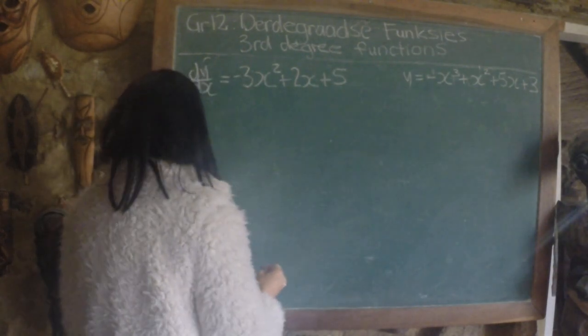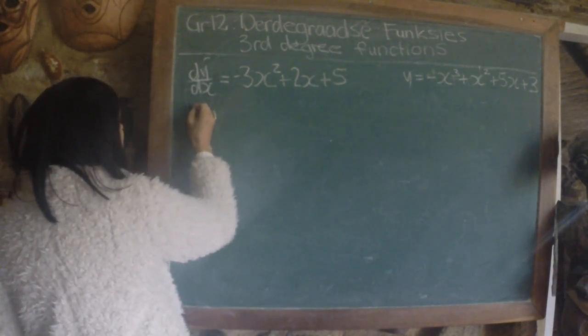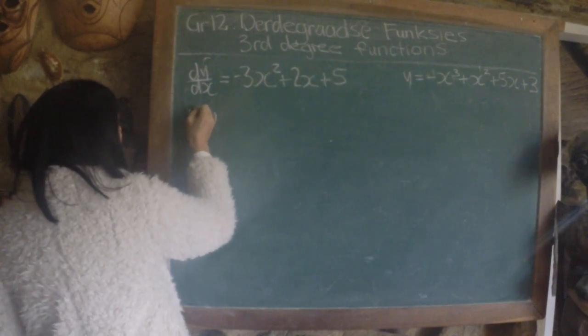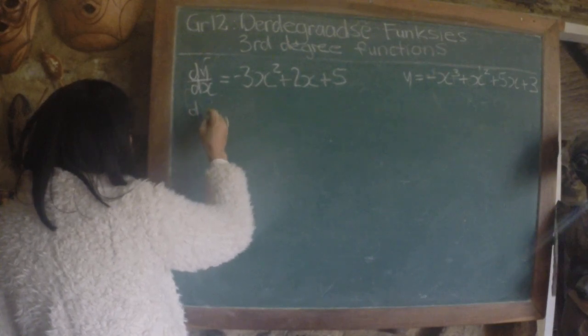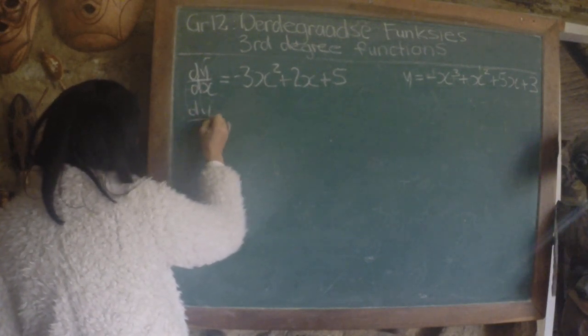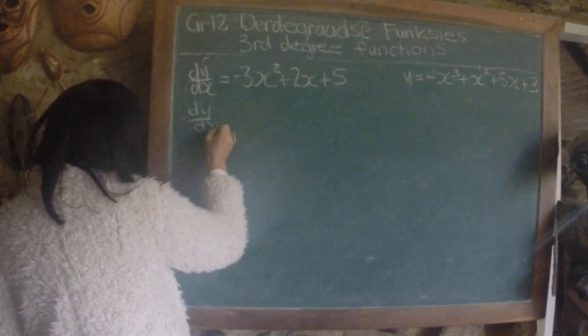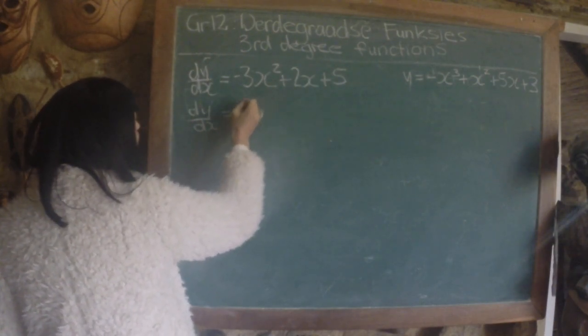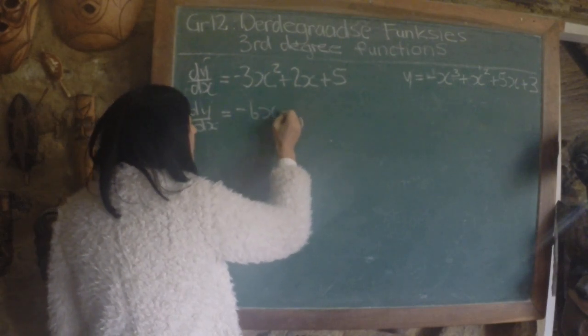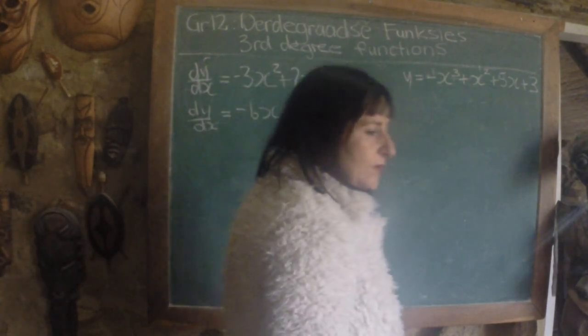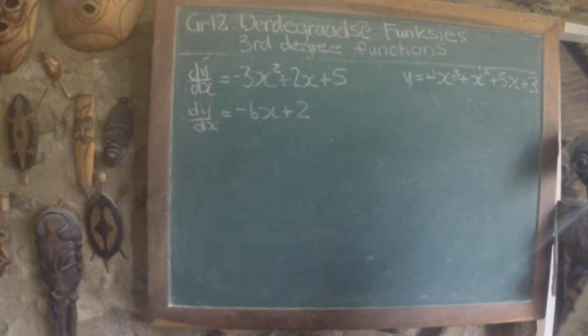Dis ons eerste afgeleide, ons tweede afgeleide, wat ons kry is, as ons daai ouetjie aflei, dan kry ons minus 3 maal 2 is minus 6x plus 2. First thing you need to do, make sure you have minus 3x squared plus 2x plus 5 and minus 6x plus 2.